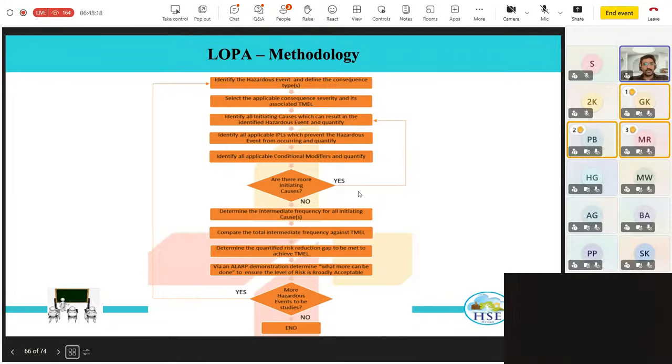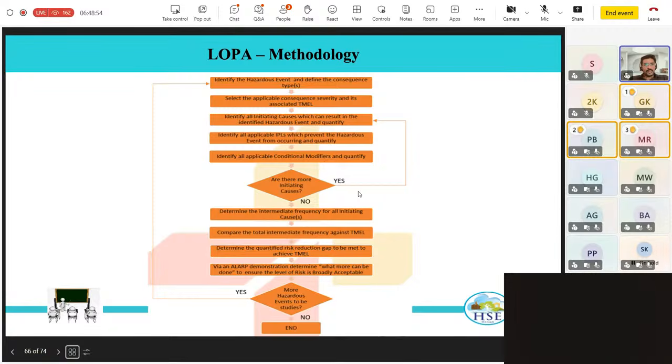Now once you have defined the event and consequence, select the applicable consequence severity and its associated TMEL. Based on the severity of every consequence, which could be different, you select a TMEL for each of them. That is also the reason why you have to look at them separately. Next, identify all initiating causes which can result in the identified hazard event, and quantify. Again, they are trying to club the initiating causes all together, which we should not do. We should look at each as an independent initiating cause.